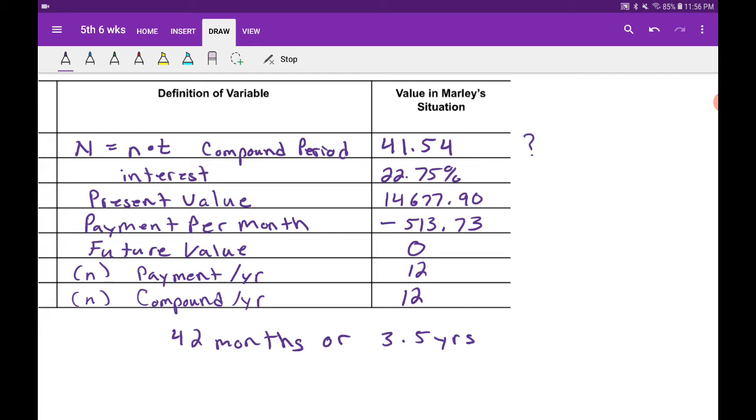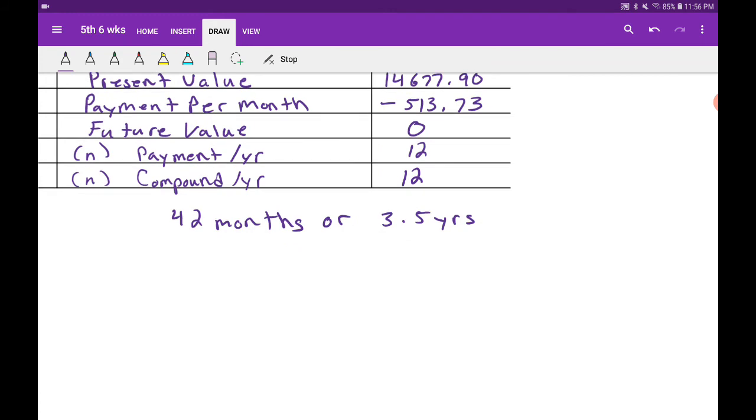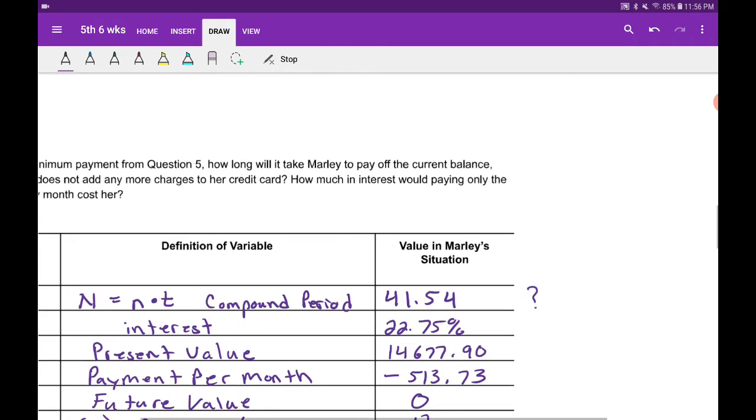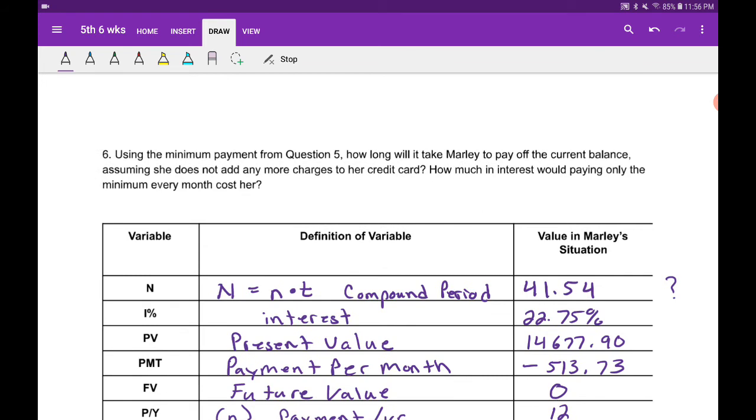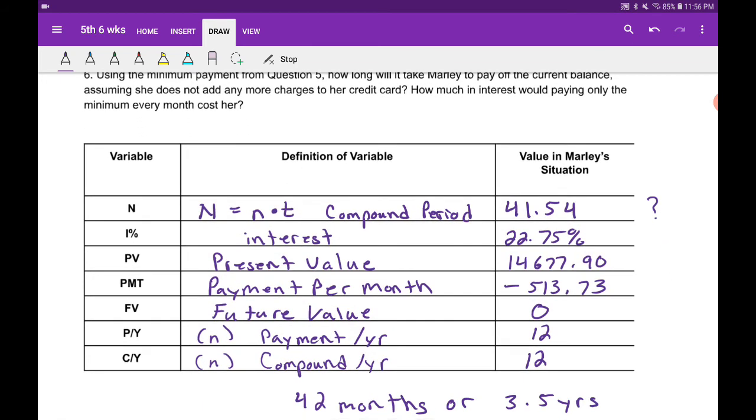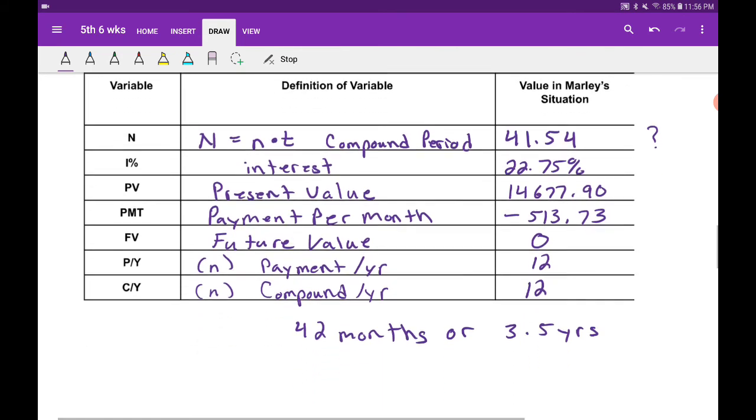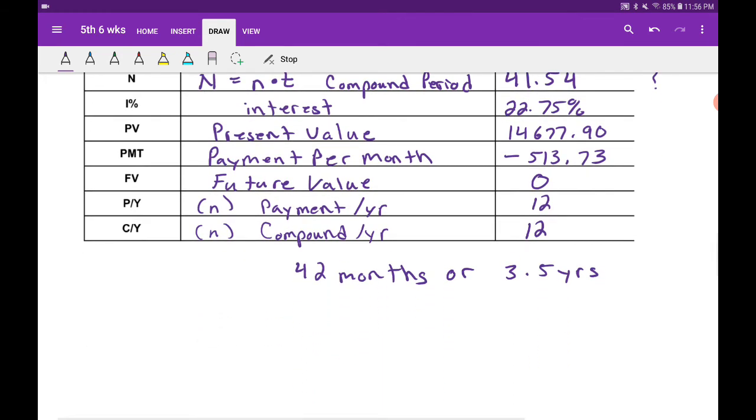And so just think about that for a minute. That's $513 for 42 times. It's a lot of money. We're paying that every month for 3.5 years. Okay, so let's see what that looks like. What we're going to do on this last part is calculate how much interest we would be paying to borrow this $14,000, almost $15,000.